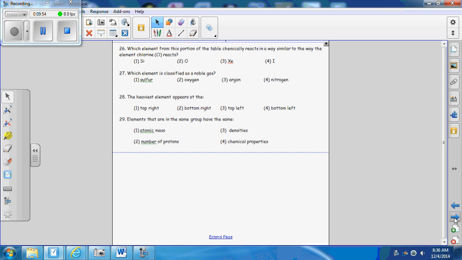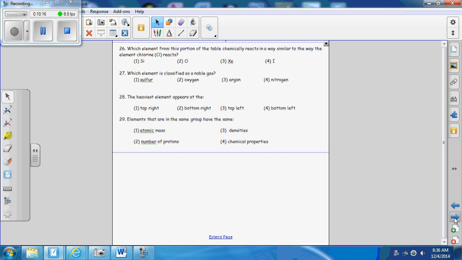Looking at the periodic table again, they want to know which of these elements from this portion of the table chemically reacts similarly. So what do you need to do to figure that out? How do you know which one reacts similarly? You have to look at the period or the group. What tells you that? Yes, ma'am, in the back. The group. You have to look at the elements in the group.